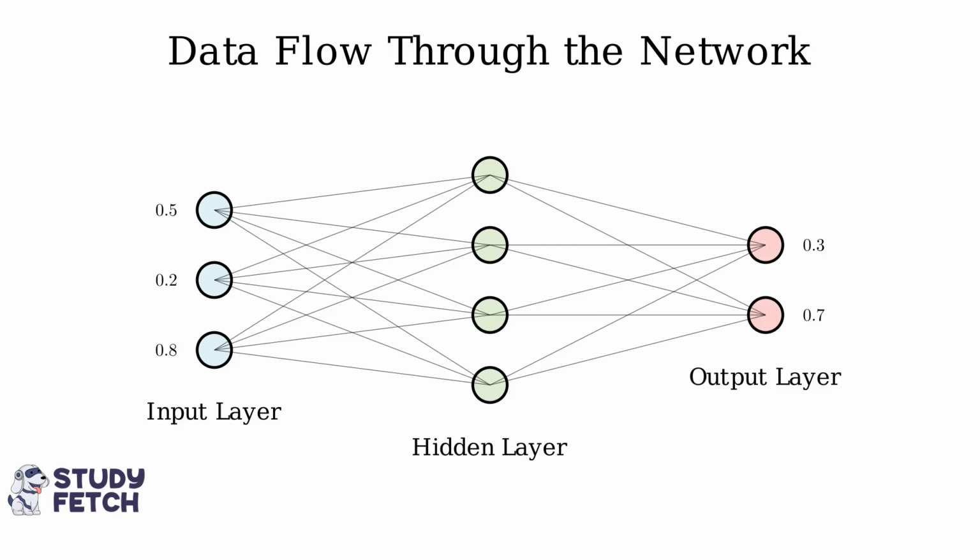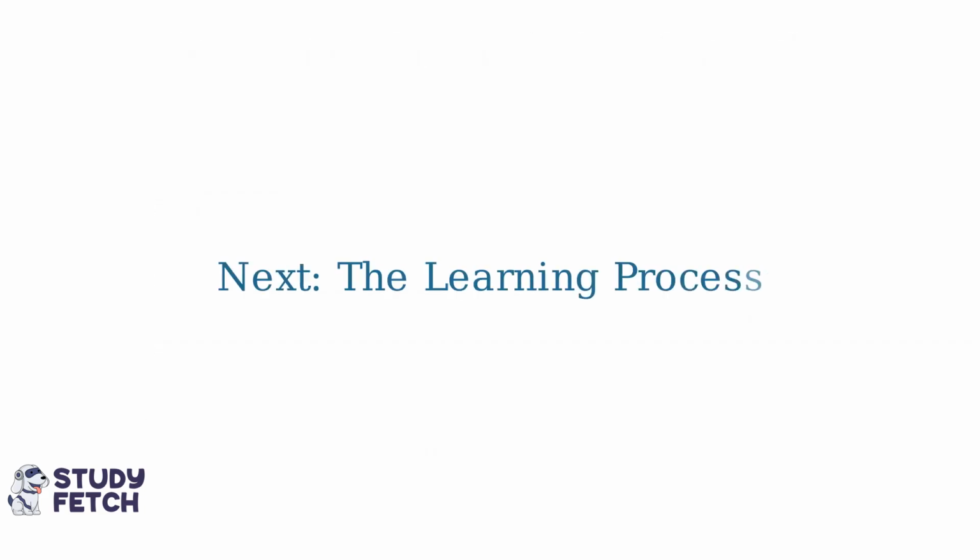Through this series of mathematical operations, neural networks transform raw input data into meaningful outputs, learning to recognize patterns and make predictions. Now that we understand the fundamental structure and operations of neural networks, let's move on to the learning process.